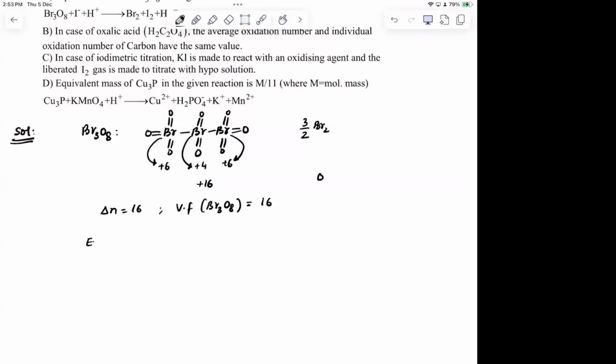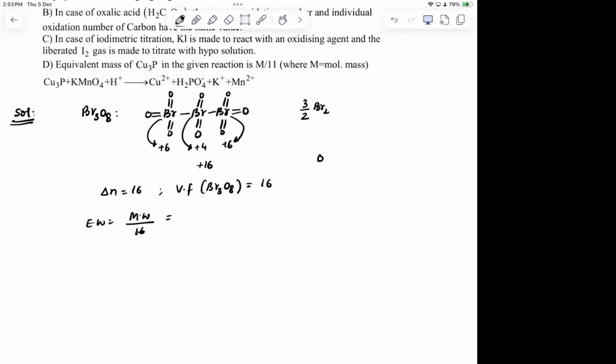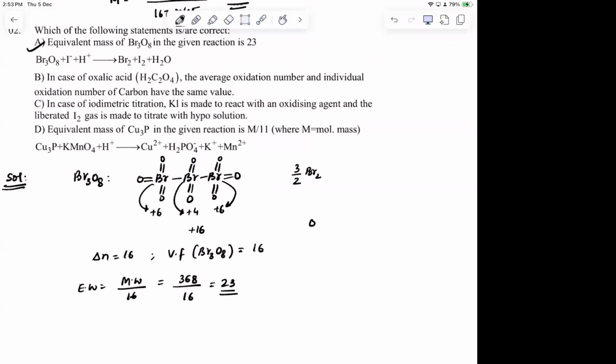So what will be the equivalent weight now? Equivalent weight will be molecular weight by 16. Got it? Molecular weight is how much? Molecular weight is 368, divided by 16, which comes out to be 23. So the first part is correct. The equivalent mass will be 23.